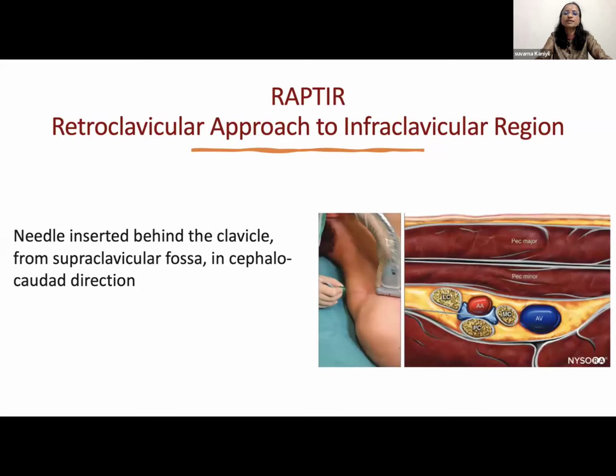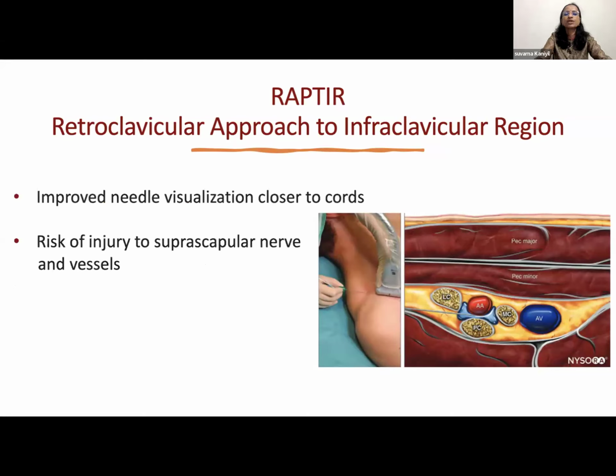So the modification here is that the needle is inserted behind the clavicle from the supraclavicular fossa and is directed in a cephalocaudal direction. In the classic approach, the needling was done from the infraclavicular fossa itself, but there we require an acute needle entry. Here in the retroclavicular approach, the needling is done from the supraclavicular fossa, or behind the clavicle, and the direction is the same, cephalocaudal direction.